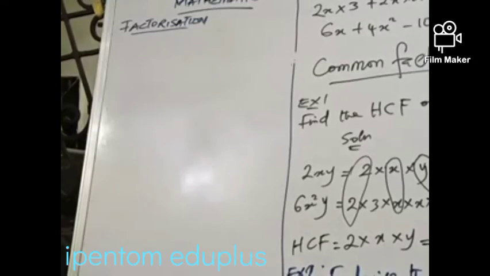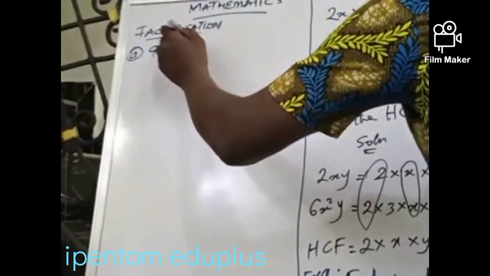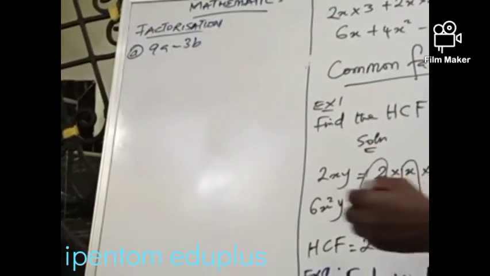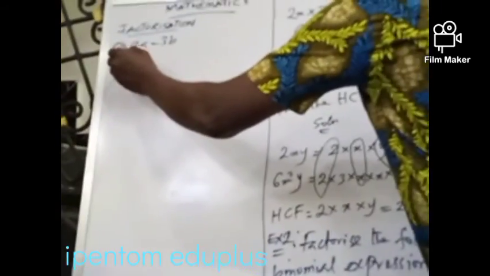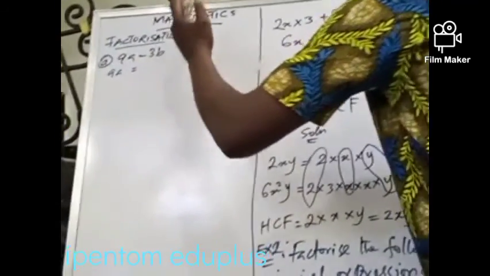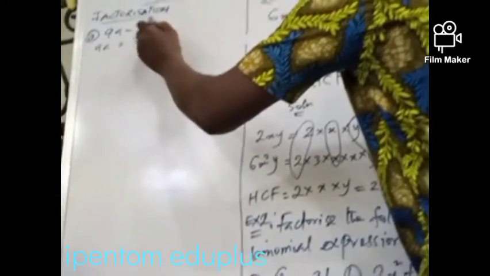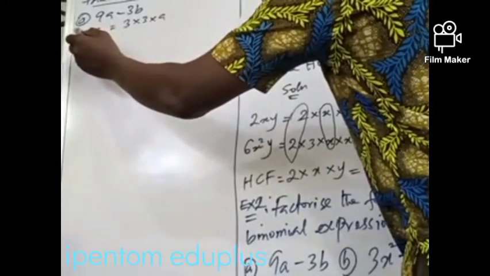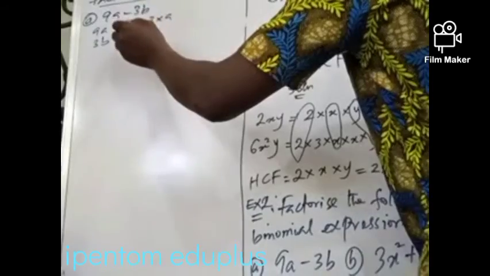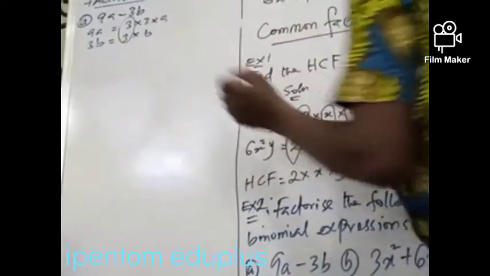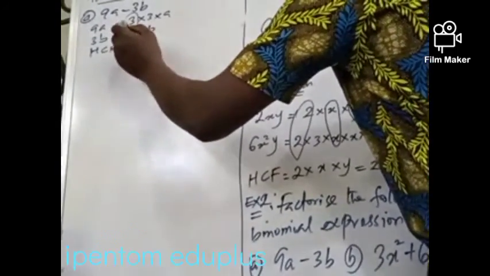The first question says we should factorize 9a minus 3b. To factorize that, you find the HCF of 9a. 9a, if you express it as the product of prime factors, will give you 3 times 3 times a. Then 3b will give you 3 times b. So the only common factor here is 3, so the highest common factor will be 3.